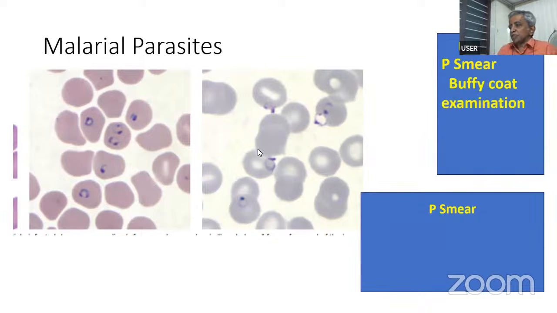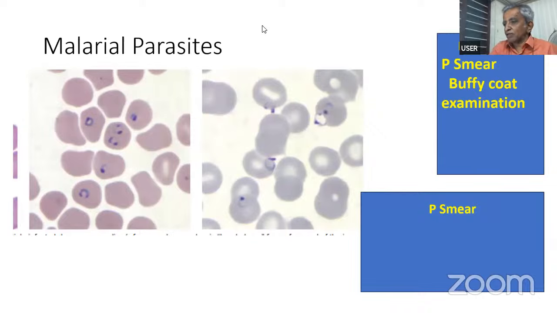And the most important point is that Buffy coat examination is very important. The parasitized RBCs have a tendency to get deposited in the Buffy coat when you do the hematocrit. The reason is that the density of the parasitized RBCs and WBCs is the same. Therefore, they get deposited in the area of the Buffy coat, which is otherwise rich only in WBCs. So if you take a Buffy coat examination, it will give more yield for the malaria parasite. This is a very important test.